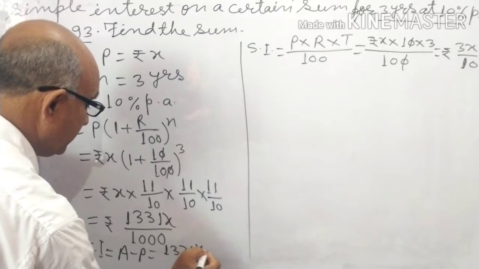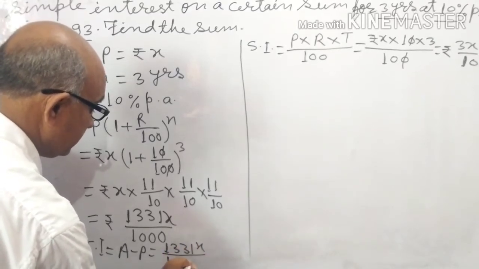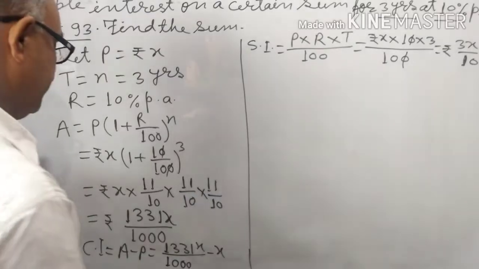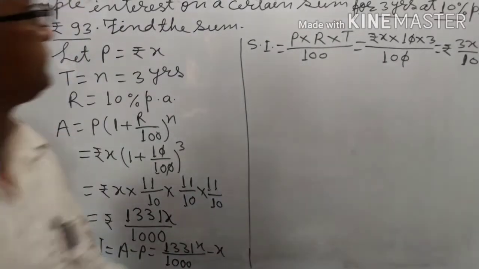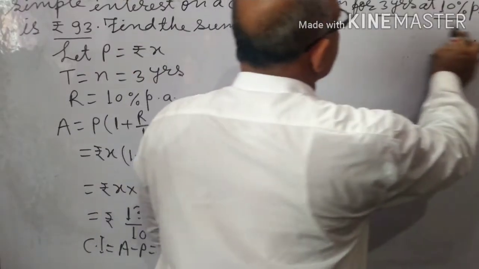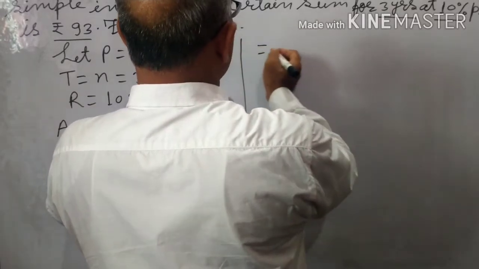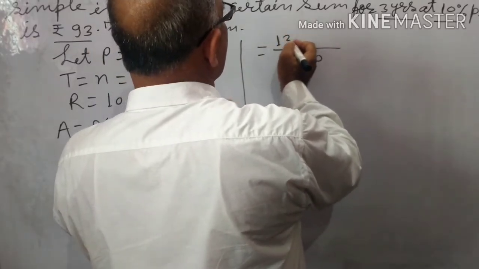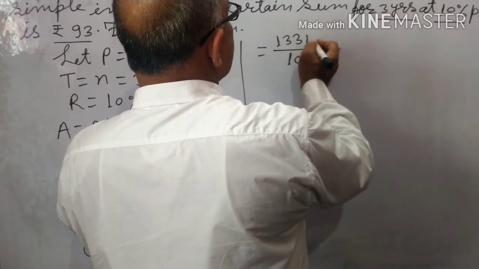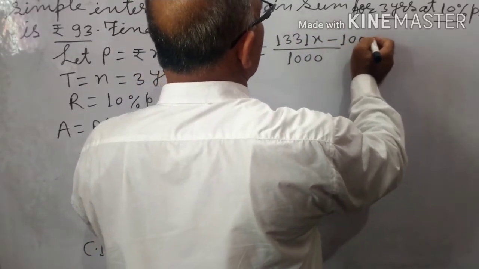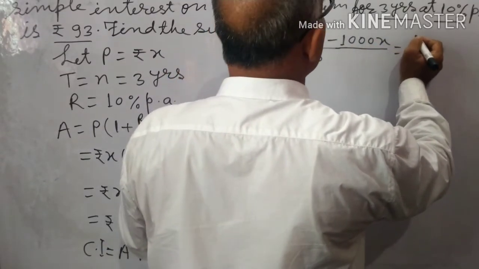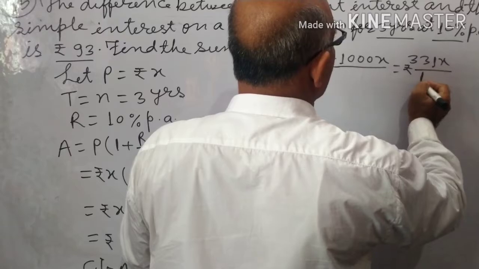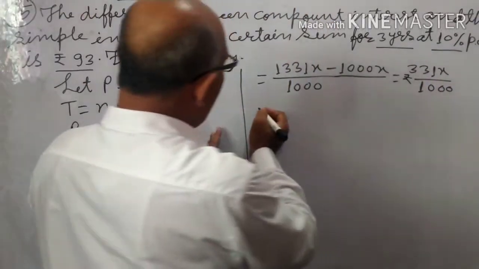1331X by 1000 minus X. So LCM, find first of all CI equal to LCM 1000, 1331X minus 1000X equal to rupees 331X by 1000. Now find SI.